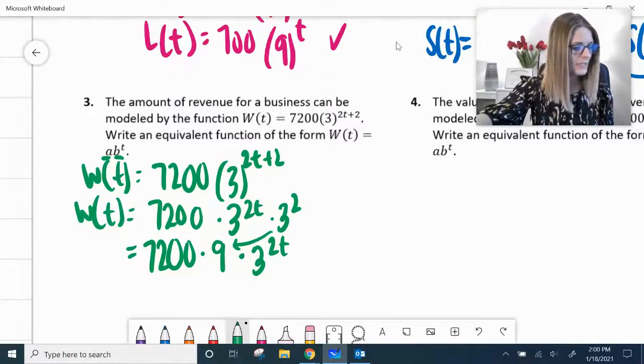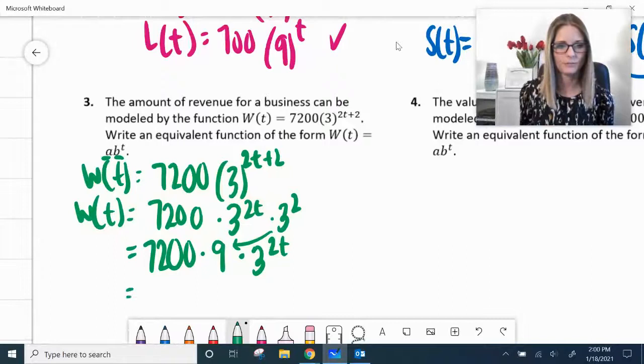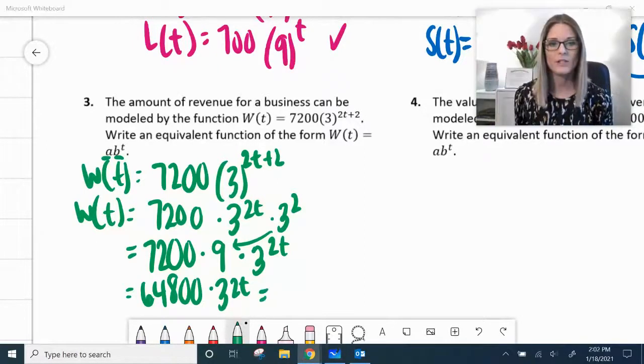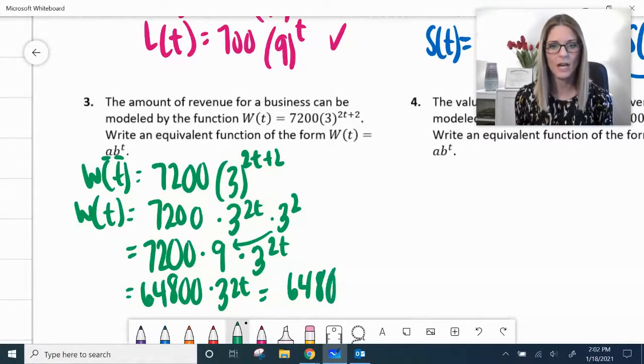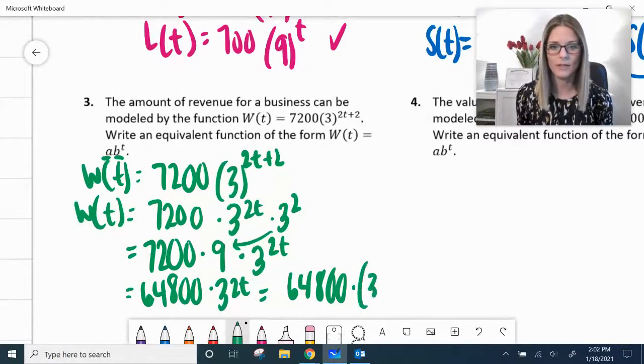Let's see. I've got 7,200, calculator, 7,200 times 9 is 64,800. Multiplied 7,200 and 9 together. And then I still have 3 to the 2t. So I can keep going. I can apply the other rule as well here. So I can have 64,800 times, go ahead and evaluate 3 squared. Let me show that here. 3 squared raised to the t using that other rule. And 3 squared would be 9, and 9 will be my base.